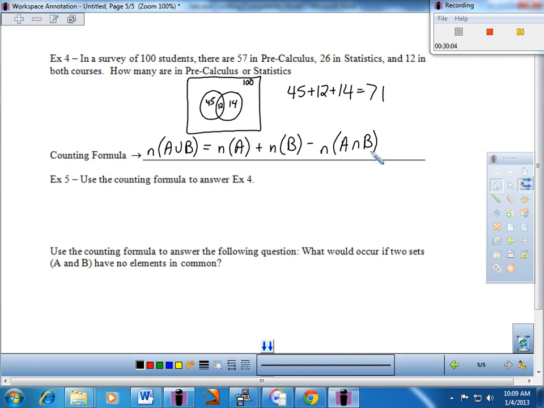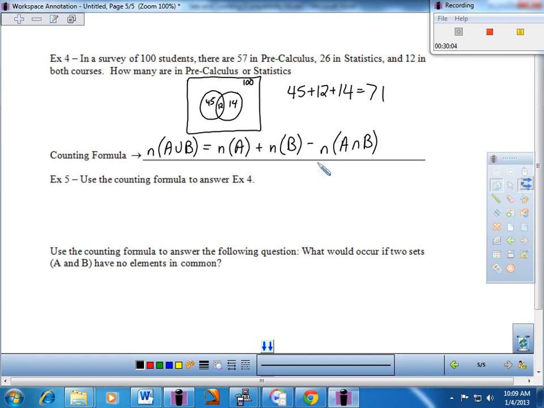We're going to revisit example 4 momentarily using this counting formula. Basically, if I asked you for the union of two events to occur, we take the number in A, add it to the number in B, but the problem here, everybody, is we don't want to include elements twice. And in order not to include elements twice, we have to subtract away the intersection. Okay? Let's try this out and see how that formula relates nicely to example 4. So example 5: use the counting formula to answer example 4.